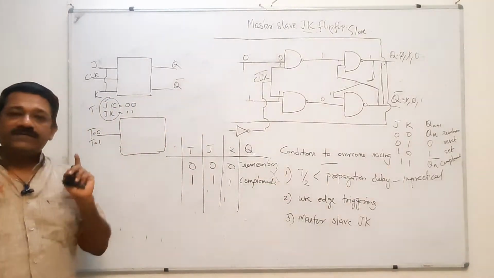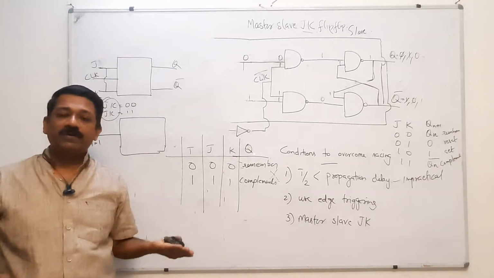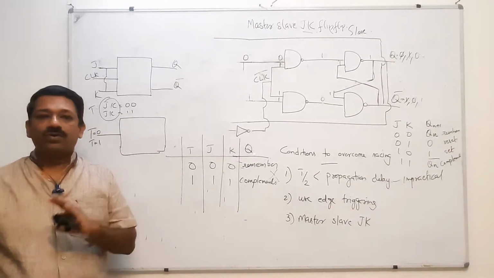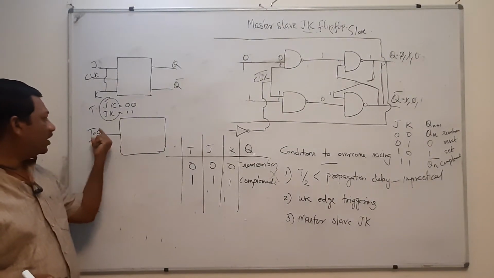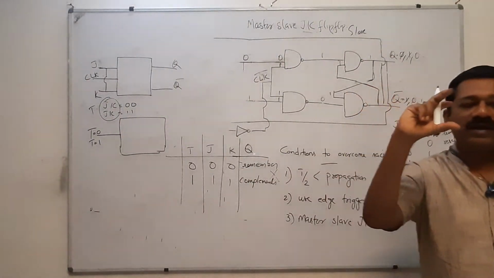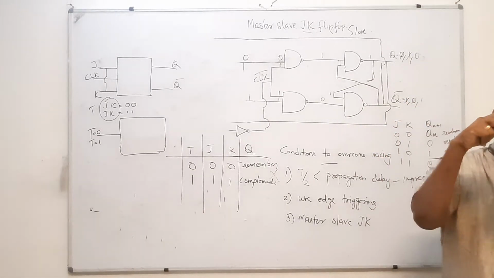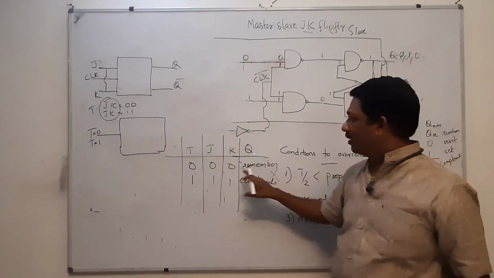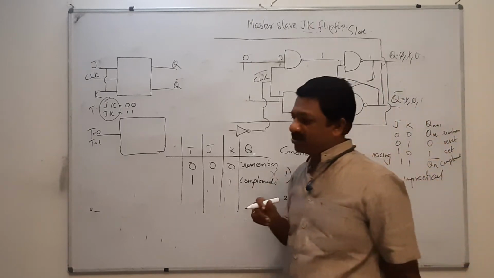That means a T flip-flop can do two things: either it stores the previous value or it complements the previous value. Those are the functions that can be done for a T flip-flop. The T flip-flop is the same as a JK flip-flop, but the J and K terminals are shorted, so only one input is given to both terminals. It is either 0, 0 or 1, 1. If it is 0, 0, it remembers the previous value, and if it is 1, 1, it complements the previous value.